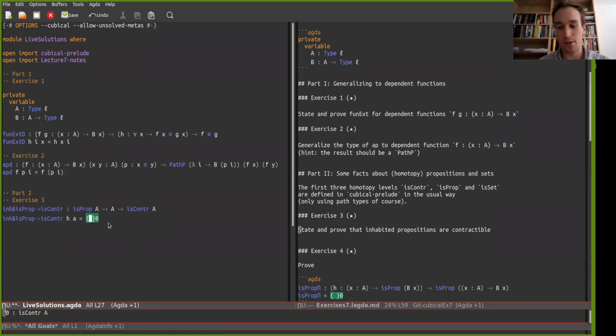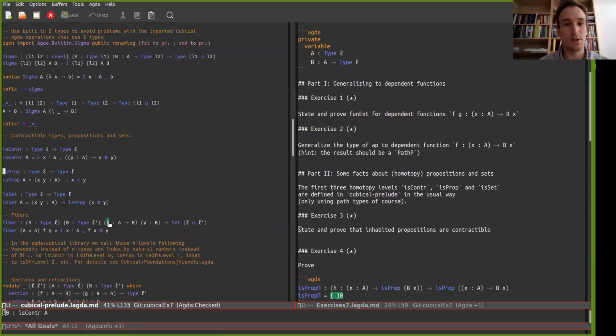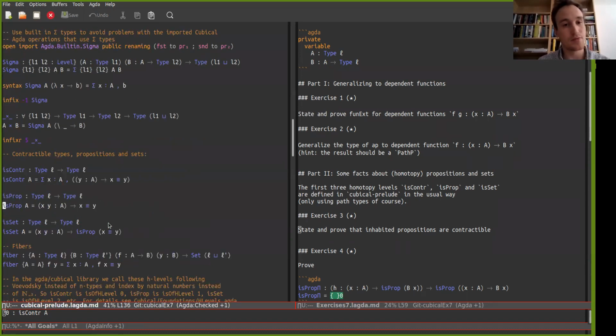So maybe we can look really quick at the definitions. This is what you would expect. Of course, type A is a proposition if for any x and y we have a path between them. Similarly, a contractible type is sigma x of A such that for any y, x is equal to y, and a set is defined as the path types being propositions.